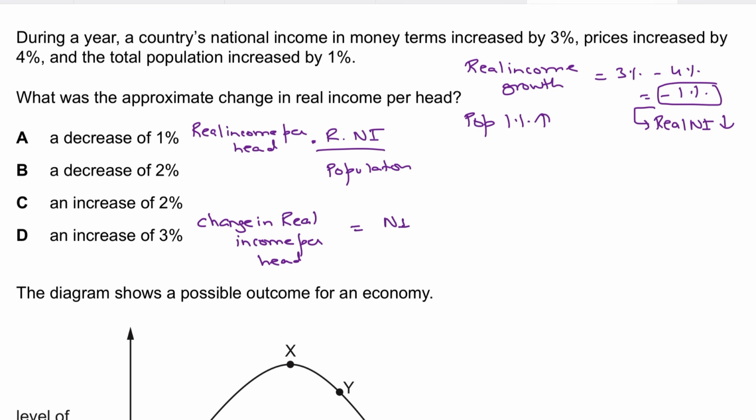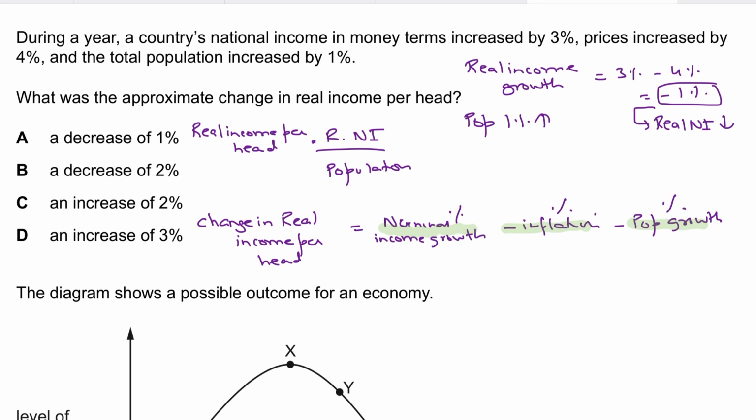nominal income growth, again in percentage terms, minus inflation rate, which is again in percentage terms, minus population growth. And this is all in percentage terms. Remember that. You will use this formula. I want you to learn this formula, okay? You will use this for MCQs quite often. Remember this. This is all in percentage terms.